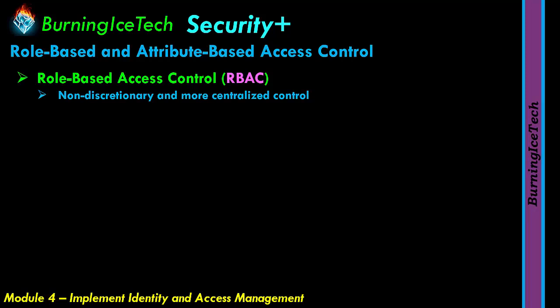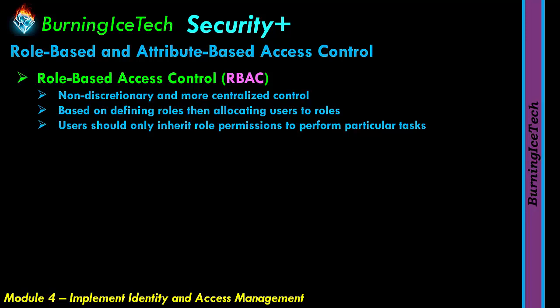Now, principals, folks, gain rights implicitly through being assigned to a role rather than explicitly being assigned the right directly. So with that all in mind, role-based access control, folks, is based on defining roles then allocating users to roles. So we're going to be allocating roles to users and not defining users to roles. Users should only inherit role permissions to perform particular tasks. That's the only time this should happen.